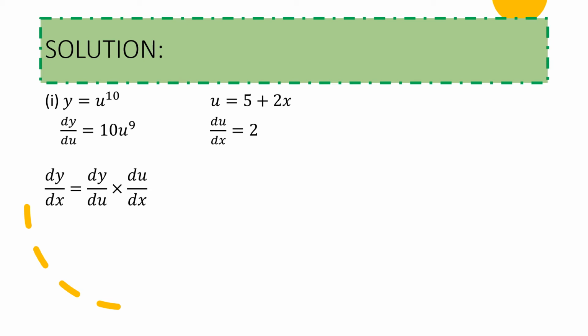So we substitute all the information into the formula. We multiply, so the answer is 20 u power of 9. Don't forget to substitute what u is. So the final answer is 20 times (5 plus 2x) power of 9.